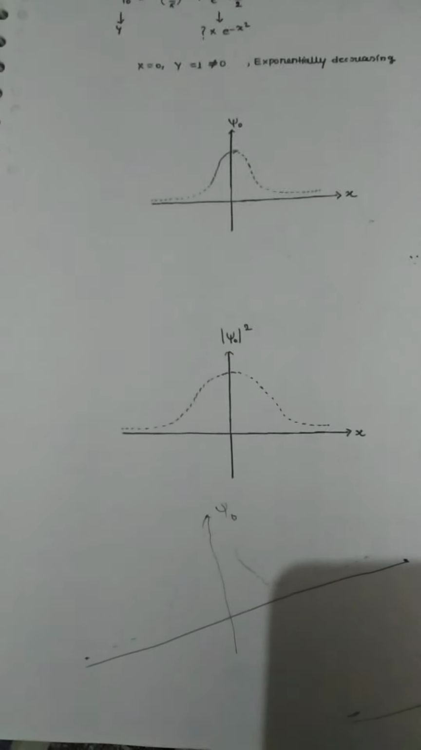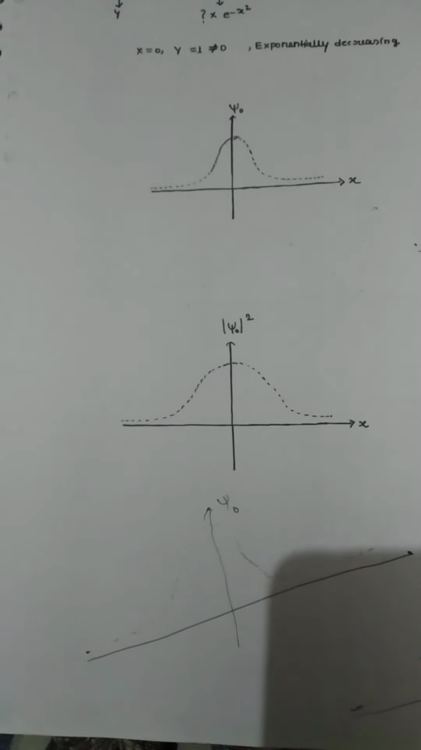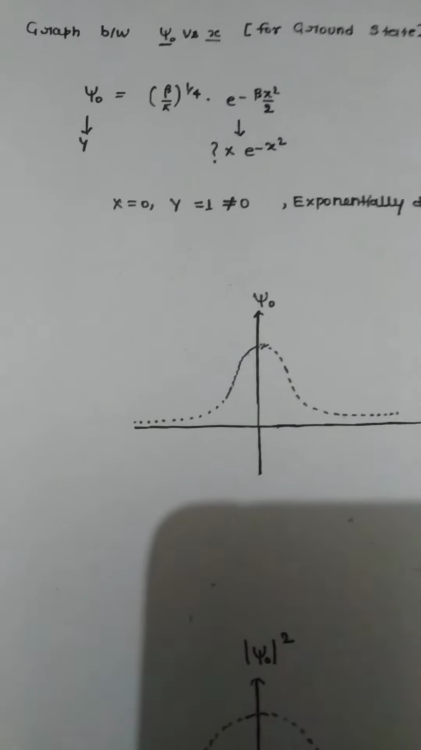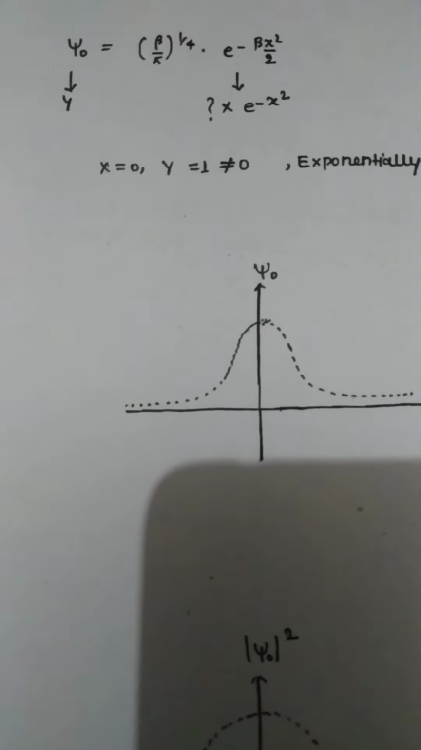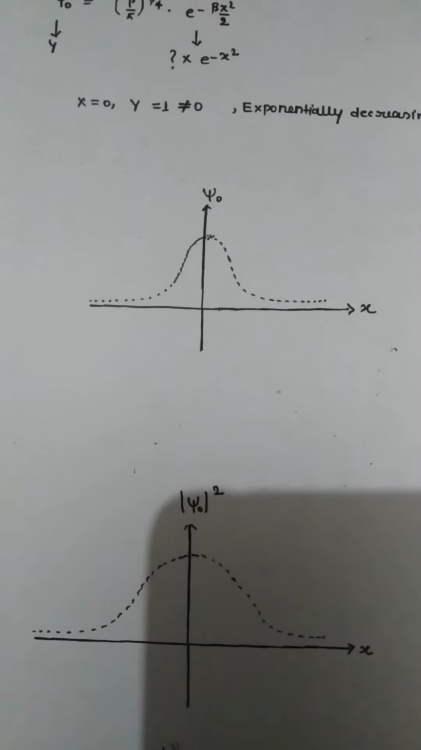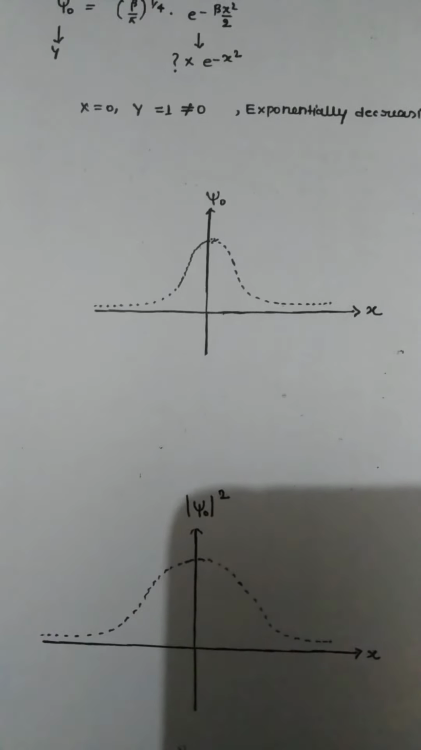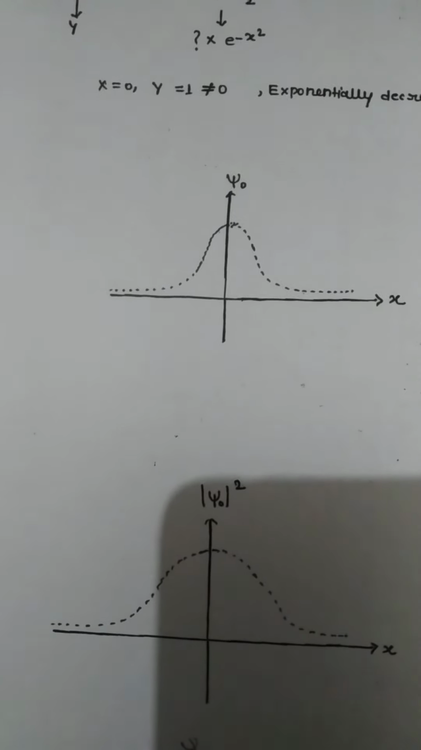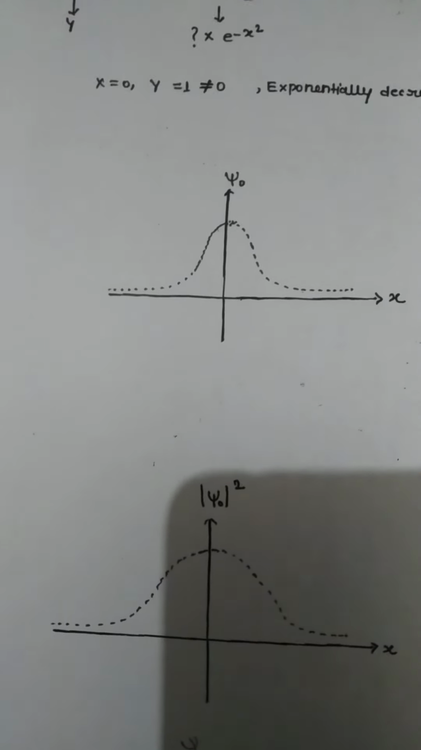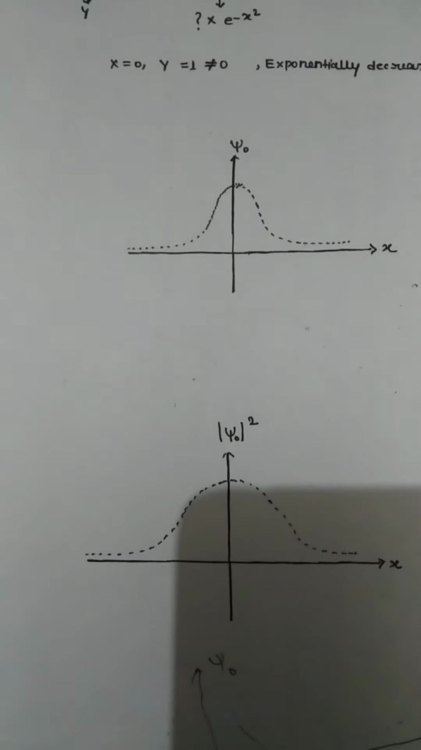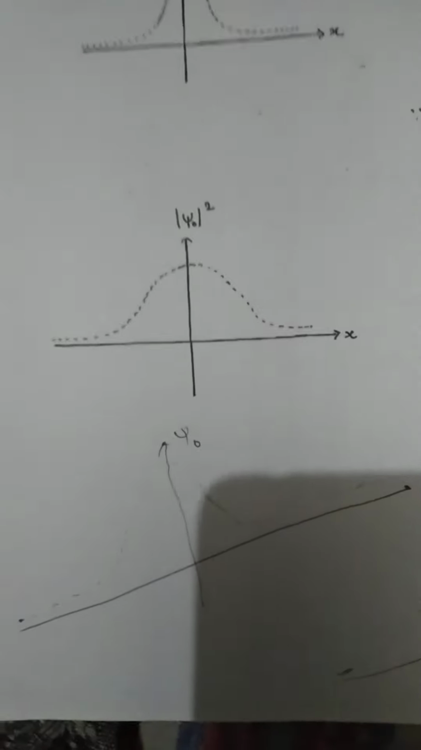Graph between psi versus x for the ground state, psi naught equals beta upon pi to the power 1 by 4 e to the minus beta x square upon 2. At x equal to 0 psi is maximum, and as x goes to infinity psi equals 0, an exponential decrease. The graph of psi naught shows an increase with distance x up to the peak and then a decrease, and there are intermediate points as well. Psi naught square versus x.